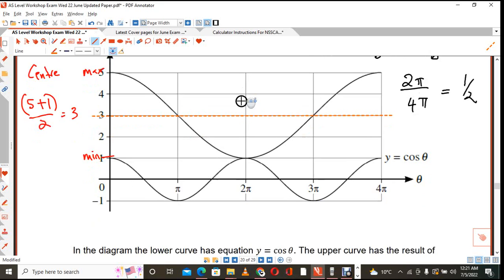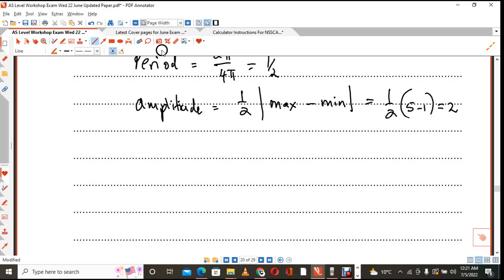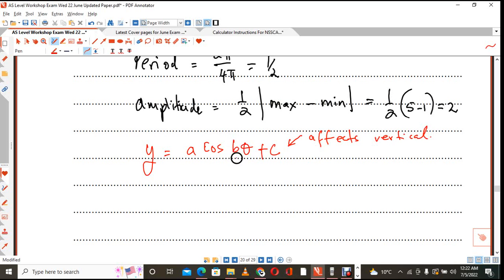So now I can actually go ahead and say, because the general form of this graph is y equals a cos b theta or x, plus c. The c affects the vertical distance. Are you with me? The b is the period, which we already discovered. The a is your amplitude. Amplitude is a positive distance, but you might at times have a negative. That means the graph has been reflected, flipped.